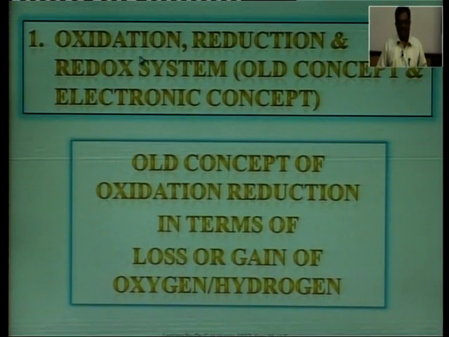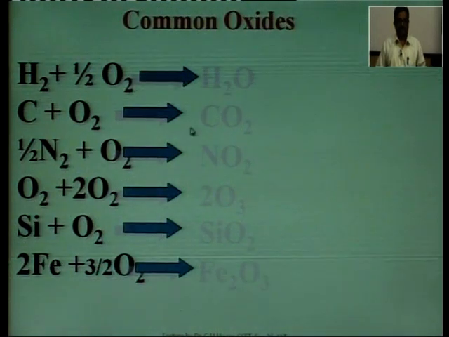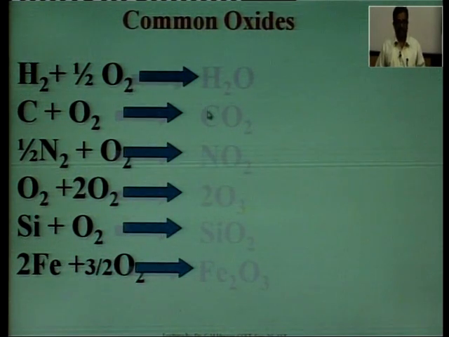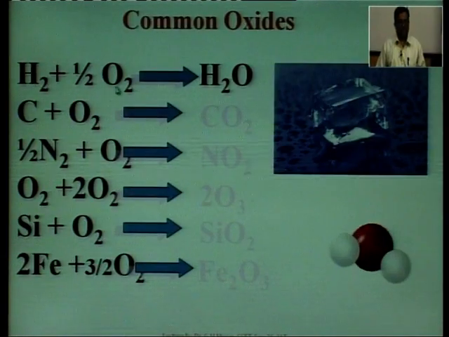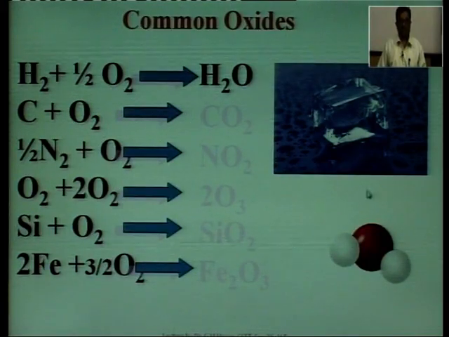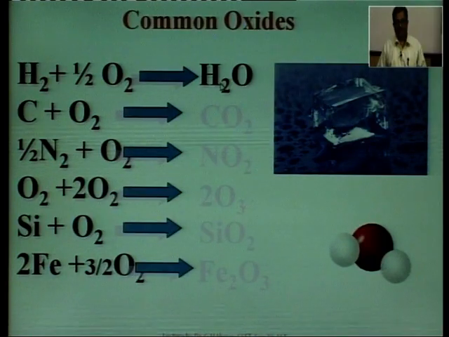So, you have studied oxidation, reduction and redox systems in earlier classes as well. Therein, you must have defined oxidation and reduction in terms of loss or gain of oxygen or hydrogen. Let us consider these following common oxide formation reactions. The first one, hydrogen reacts with oxygen to form water. It is a common product, and here hydrogen is gaining oxygen. So, it is undergoing oxidation.